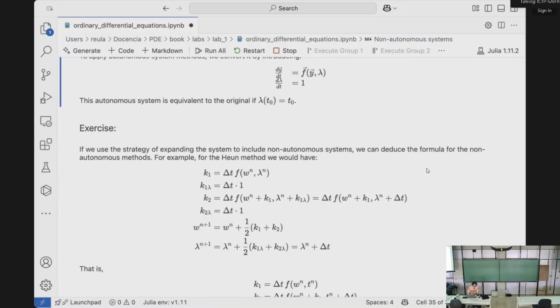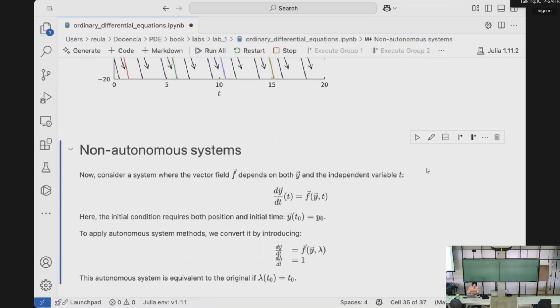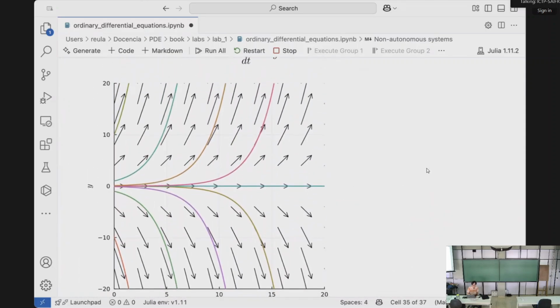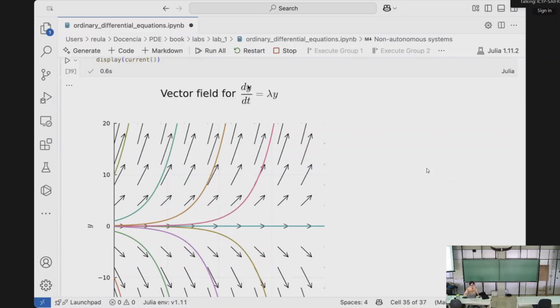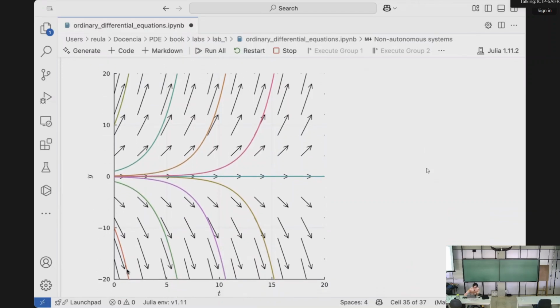This is another example. This would be the equation for the derivative of y with respect to t equals lambda times y, for lambda real, right? So these are different initial values, where this gives us the solution for different initial values here, right? And this is f. In this direction we have the time, and in this direction we have y. And this is actually the vector field that we saw before, and these are actually the solutions, right?